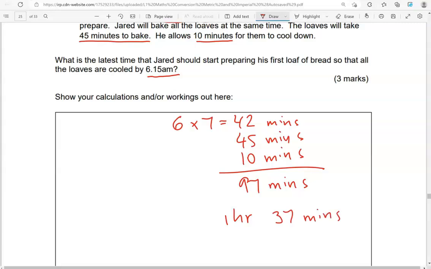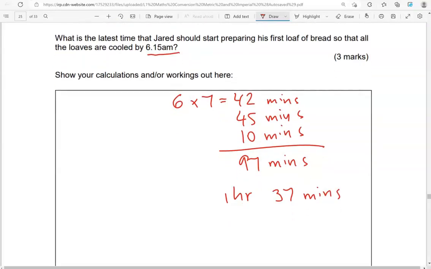So if he needs to finish by 6:15 a.m., let's go backwards by 1 hour, which takes us to 5:15 a.m.